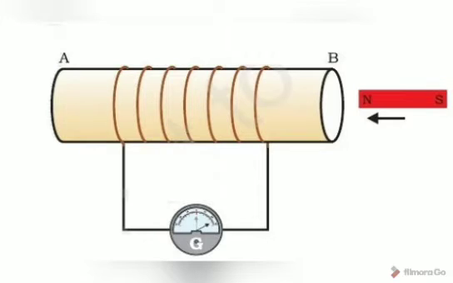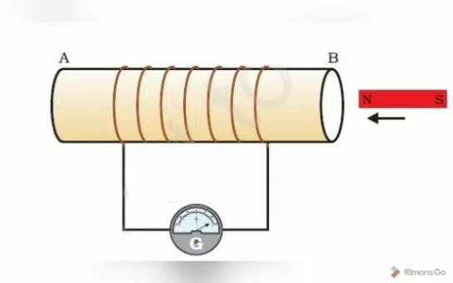Take a strong bar magnet and move its north pole towards the end B of the coil. Do you find any change in the galvanometer? There is a momentary deflection in the needle of the galvanometer, say to the right. This indicates the presence of a current in the coil AB. The deflection becomes zero the moment the motion of the magnet stops.